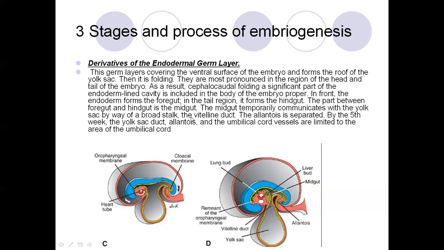So the main process in differentiation of the endodermal germ layer is the process of forming the primary gut, because the primary gut is the future gastrointestinal tract.